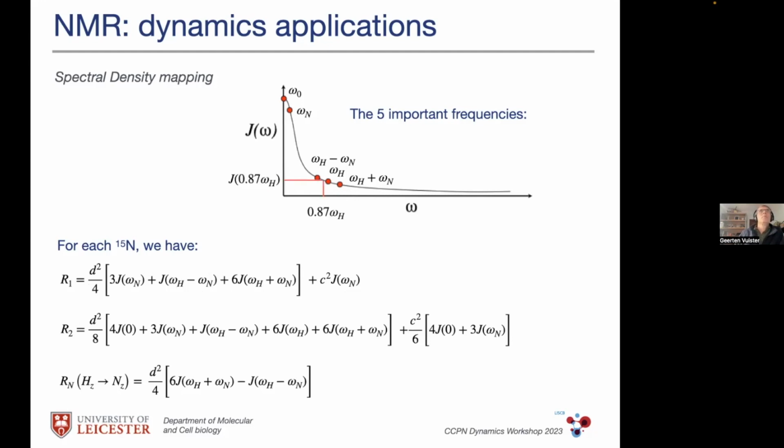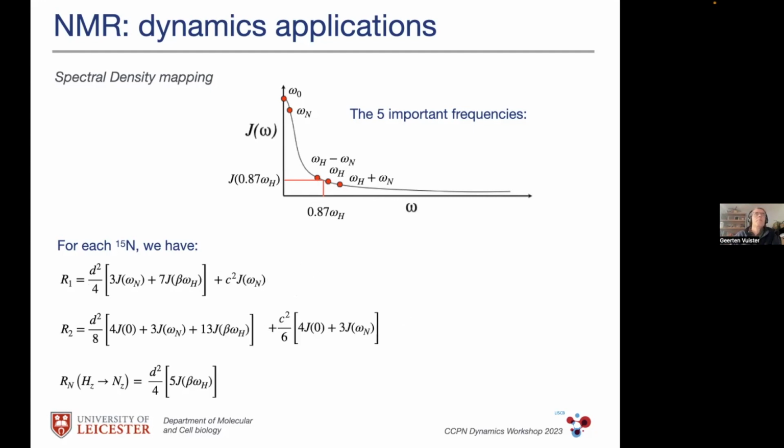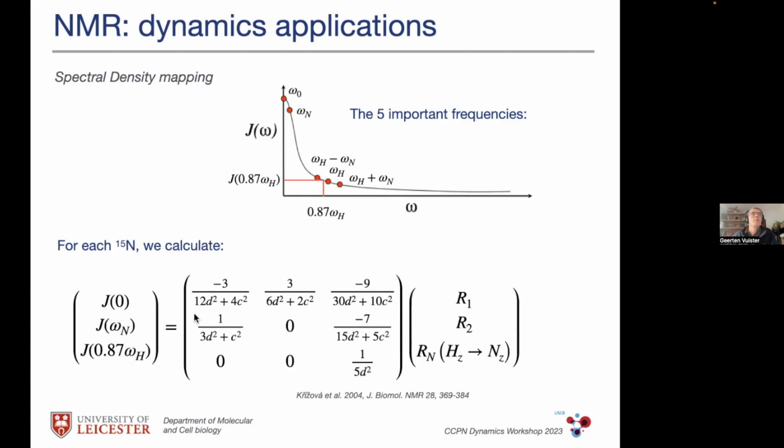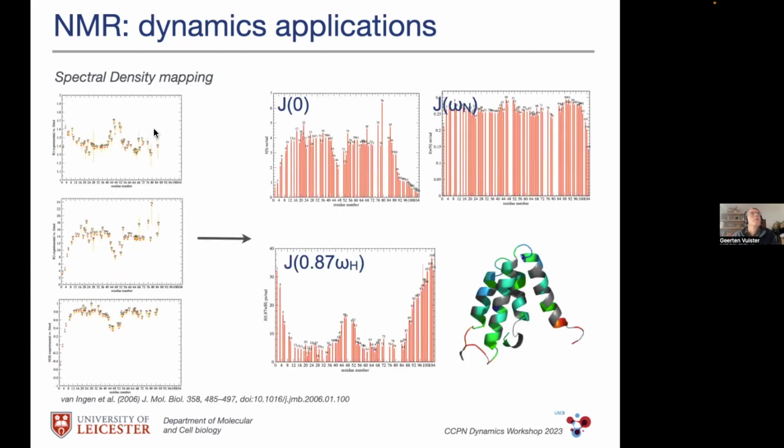As it turns out, you can approximate these rates by taking an average at 0.87 of the proton frequency. Then we can reduce our equations to one with only 3 unknowns, and it becomes a linear problem. We have 3 things that we measure, 3 things that we want to know. That's a simple matrix inversion that you can do. So this is the inversion, these are the rates we measure, and out we get our 3 spectral density function values. And what you can then do is make plots of all of them.